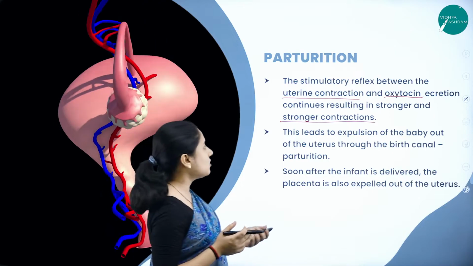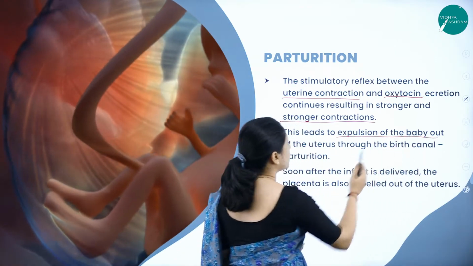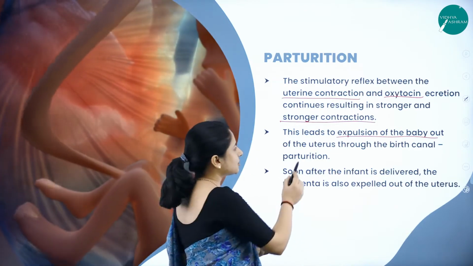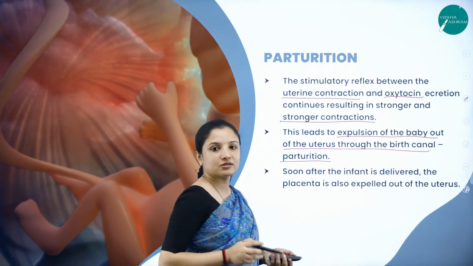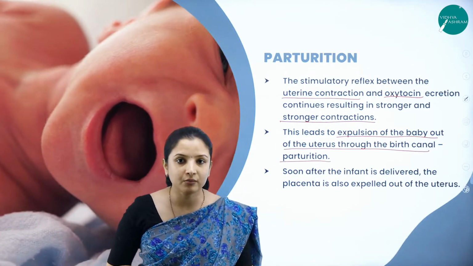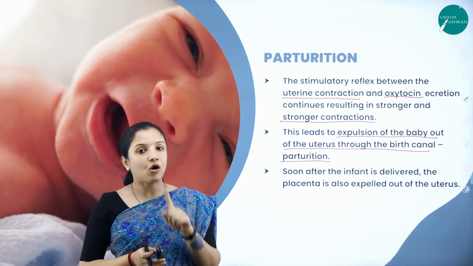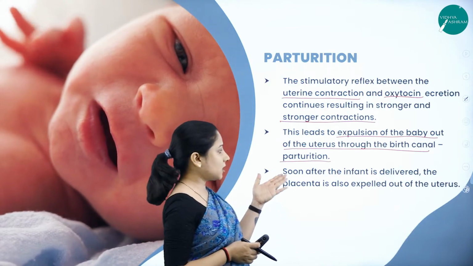They will continue, and this will lead to the expulsion or the pushing of the baby out of the uterus through the birth canal, and this particular process is called parturition. So for parturition, the hormone that is very important is oxytocin. So always keep this in mind because it is an important 1 mark question.